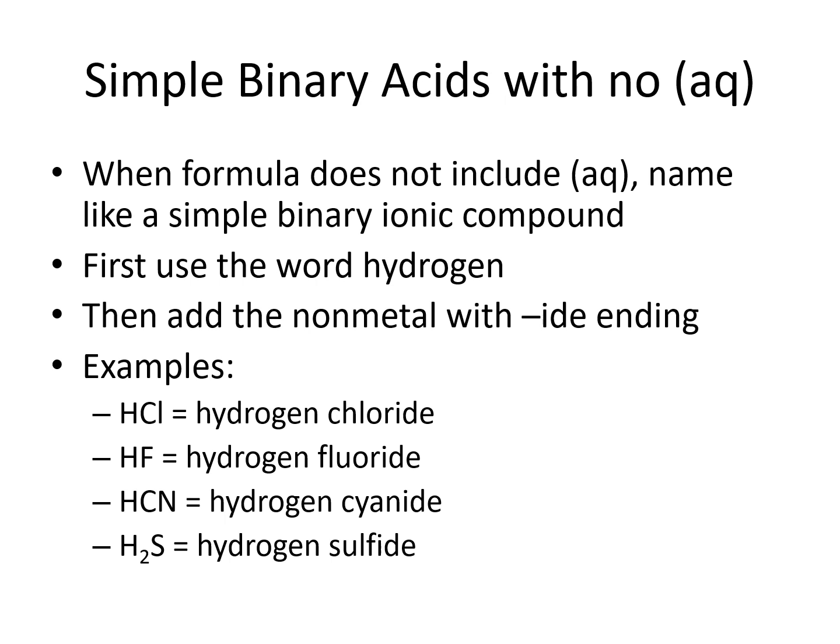I've mentioned that for the simple binary acids, we must include the AQ symbol if we are writing the formula. If the formula does not include the AQ symbol, it would be named similarly to a simple binary ionic compound. We would list the first element, hydrogen. Then we would list the second element with the IDE ending. For example, HCl with no AQ symbol would be hydrogen chloride.